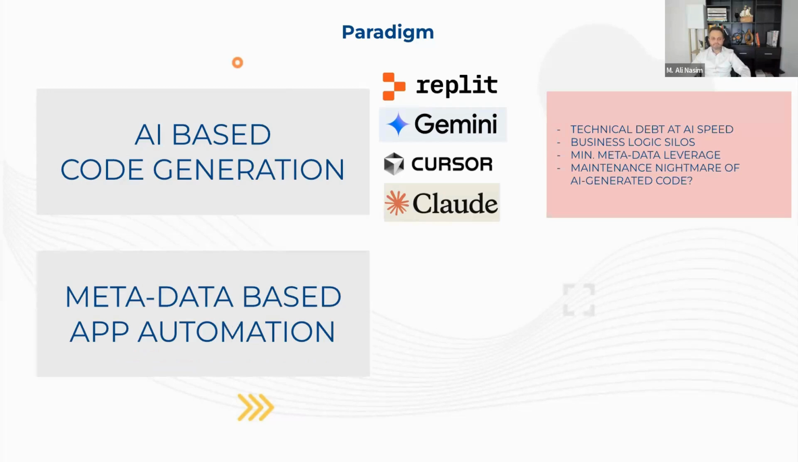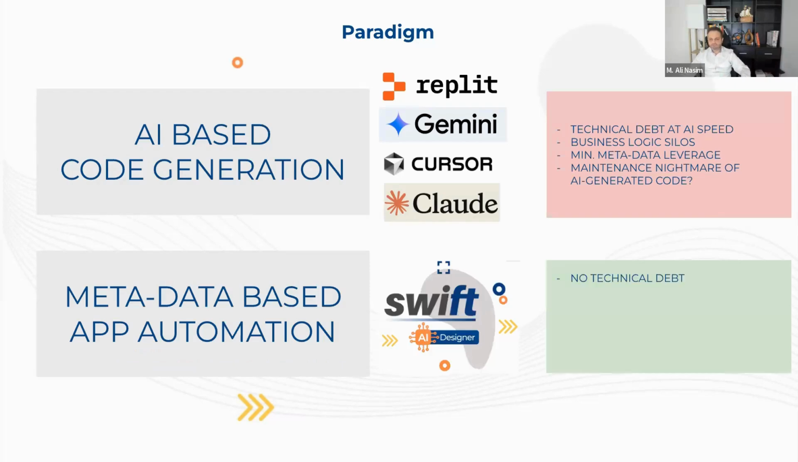Now let's compare that to a metadata-based app automation approach that we're going to be discussing here today. And this is where the Swift AI Designer comes in, and this is what the discussion is going to be about. So the no technical debt, we'll talk about why we call it no or zero technical debt, no or minimum business logic silos, how we are fully aware of the metadata and how we're going to be leveraging it as we build these AI-based applications.